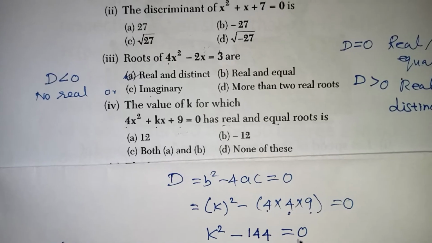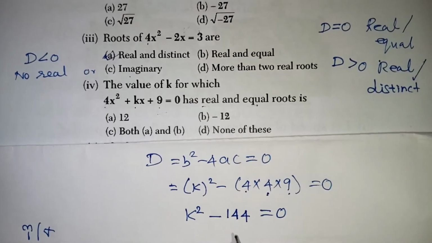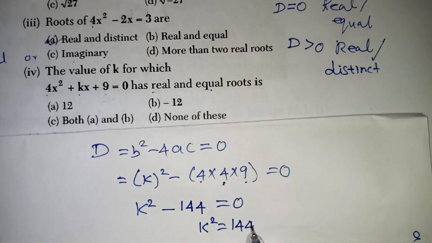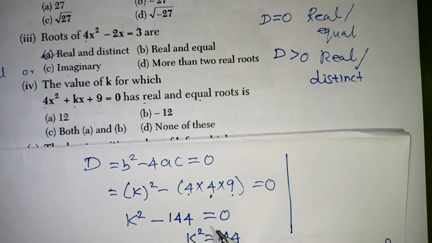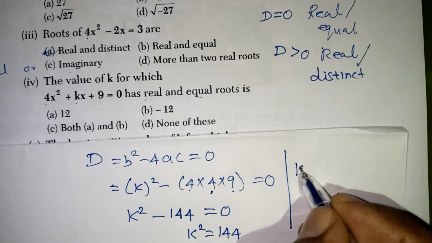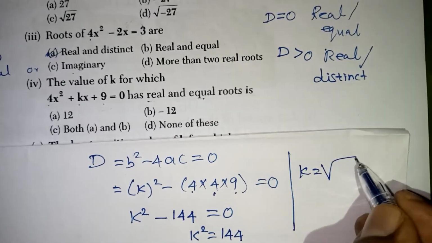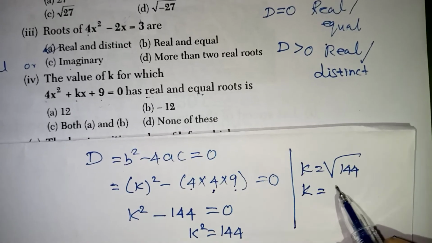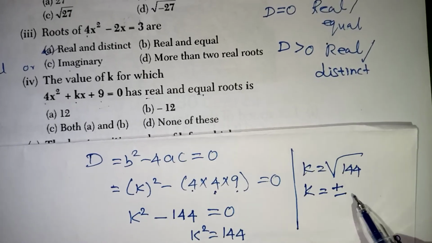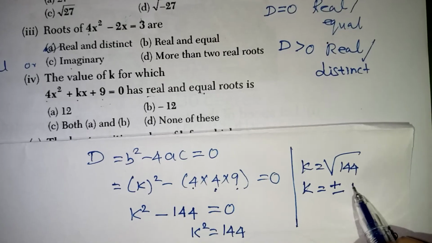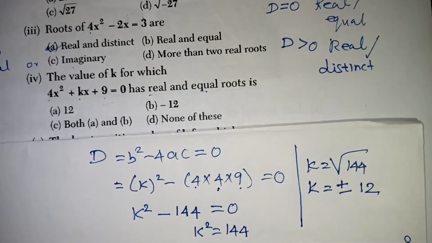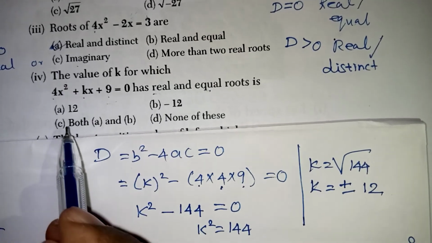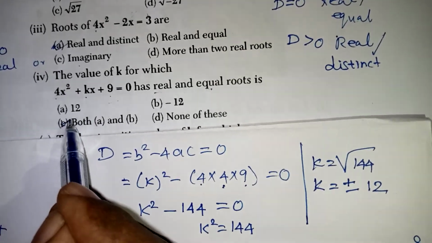Minus 144, if you take it to the other side, it will become plus 144. So k squared equals 144 we can write. Take the square to the other side, it will become a root. So k is equal to root of 144. So 12 12s are 144, we know that very clearly. When the number comes out of the root, it will have 2 symbols, plus or minus. So plus or minus 12 is your correct answer. Plus 12 is also correct, minus 12 is also correct. So both A and B are your correct answer.